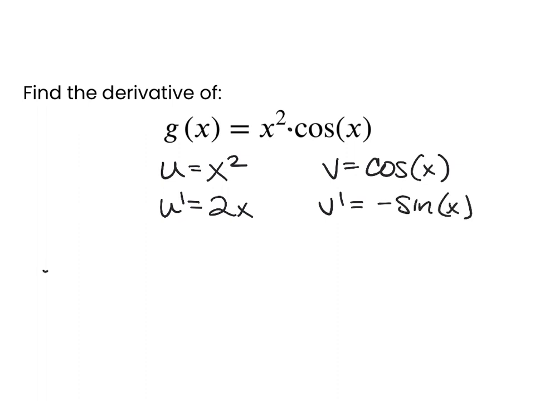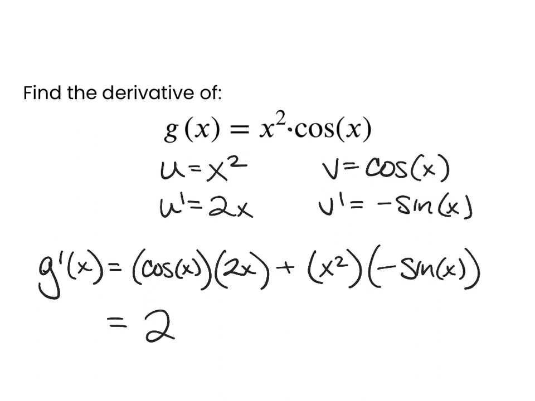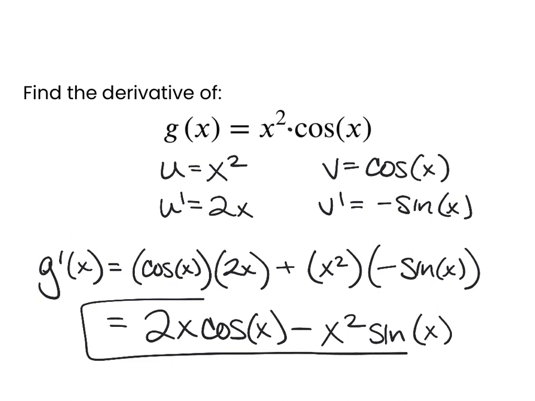Now, the product rule says that if I'm using this, it is v, cosine of x, u prime, 2x, plus u, x squared, times v prime, negative sine of x. When we clean this up, we like putting the trig functions second. So this is 2x times the cosine of x minus x squared sine of x, since we multiply by that negative 1. There's my derivative.